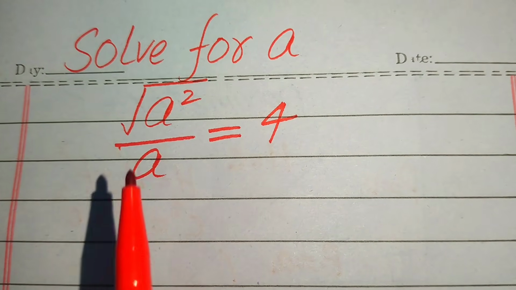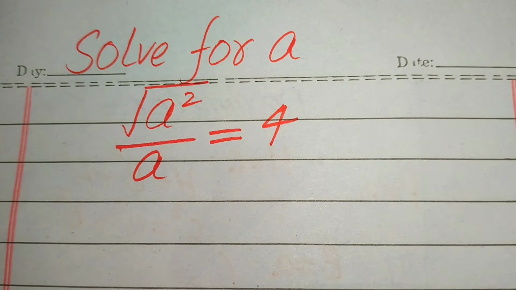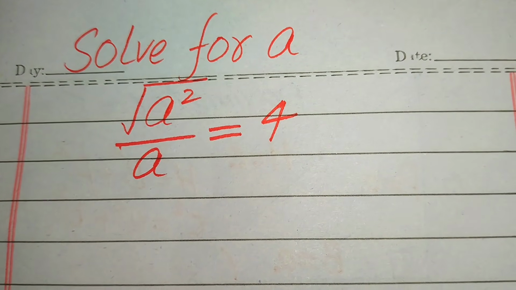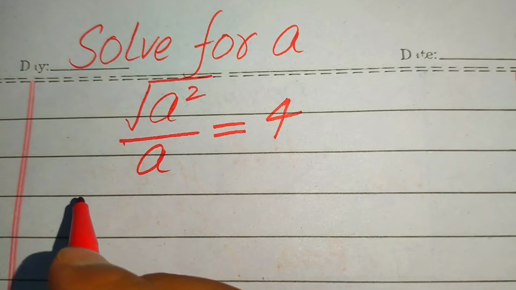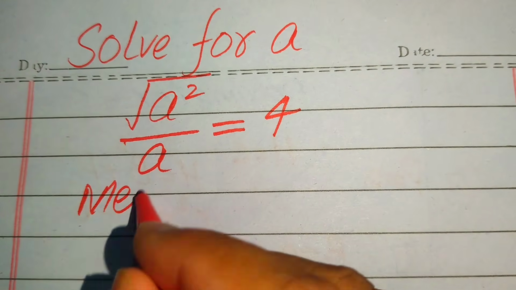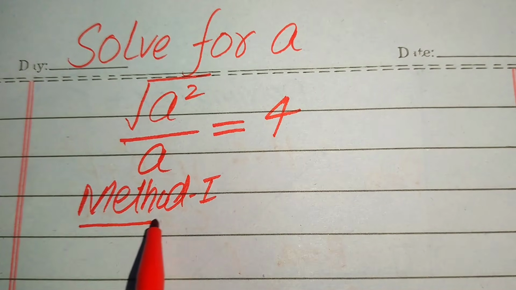So here we have the square root of a square divided by a is equal to 4, and we solve this problem for all the values of a. First we need to find all the roots of this equation, and at the last we will verify which of the roots are solutions and which of the roots are extraneous roots.